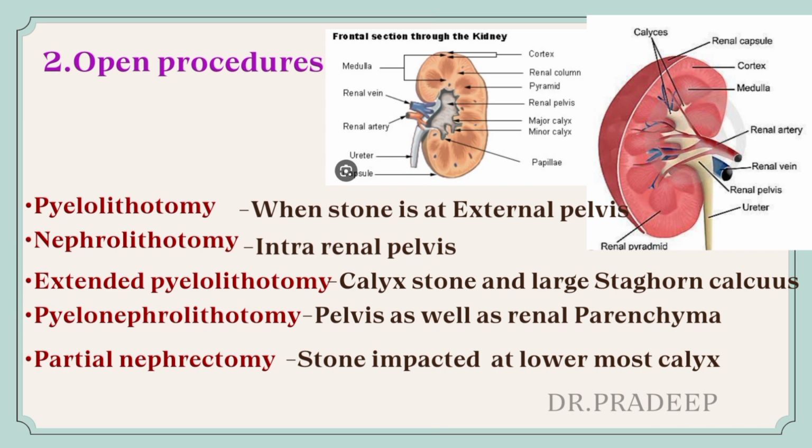Even a large staghorn calculus can thus be removed. Pyelonephrolithotomy, stone is extracted through an incision in the pelvis as well as the renal parenchyma. Partial nephrectomy, when the stone from a lowermost calyx is impacted, a lower pole nephrectomy can be done.